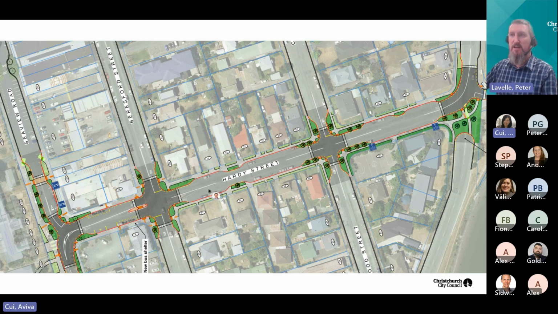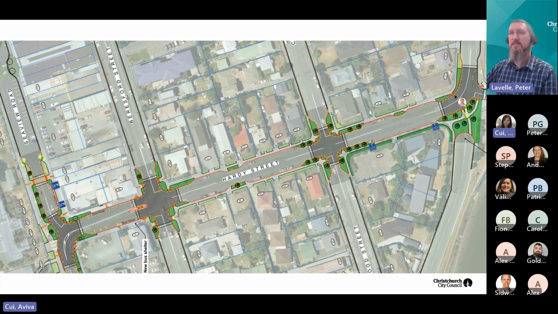To achieve this, we propose to cul-de-sac Owls Terrace at the Hardy Street intersection and change the priority of the intersections along Hardy Street. For improved safety, each of these intersections along Hardy Street will have raised safety platforms to slow traffic and make it safer for pedestrians to cross the road. We also propose to introduce some curb buildouts and new planting or street trees along the route for road safety and to give the street a lift aesthetically.